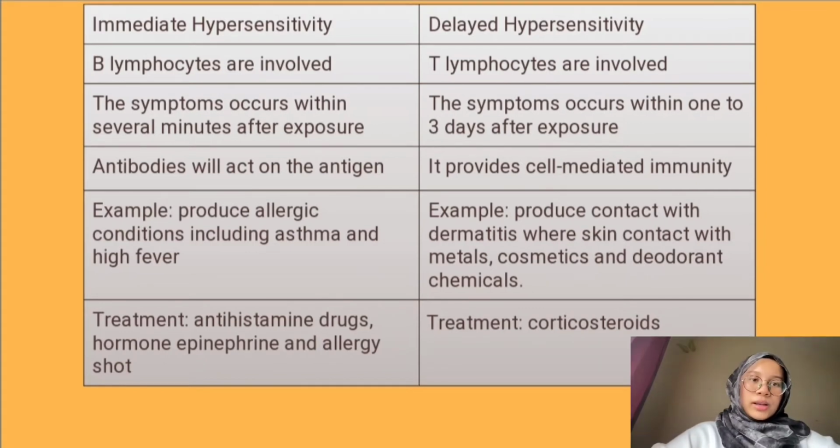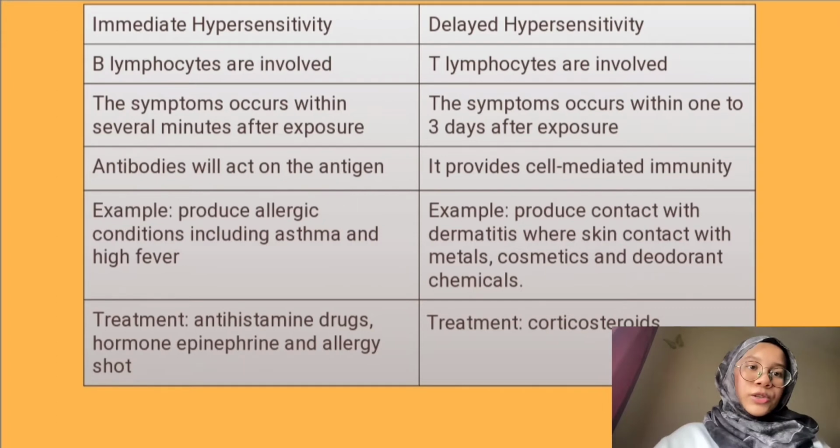An example for immediate hypersensitivity is the body will produce allergic conditions such as asthma or high fever, whereas an example for delayed hypersensitivity is the body will produce contact dermatitis where the skin is in contact with metals, cosmetics, and deodorant chemicals. The treatments that are usually used to treat immediate hypersensitivity are antihistamine drugs, hormone epinephrine and allergy shots, whereas for delayed hypersensitivity, usually corticosteroids are used.